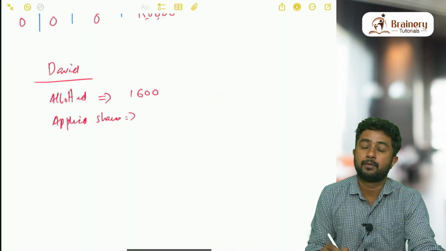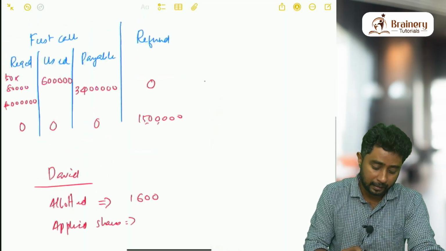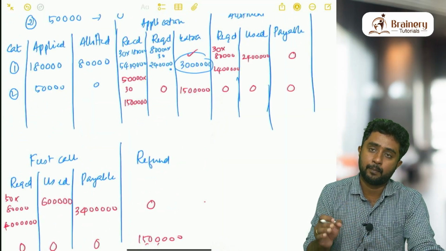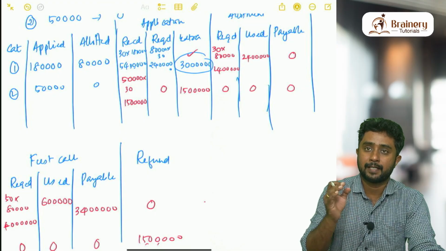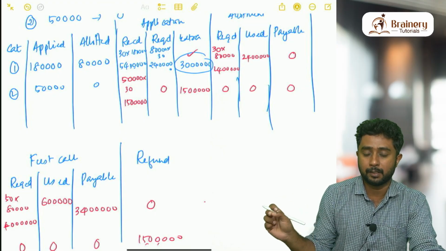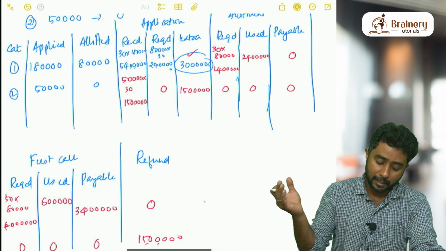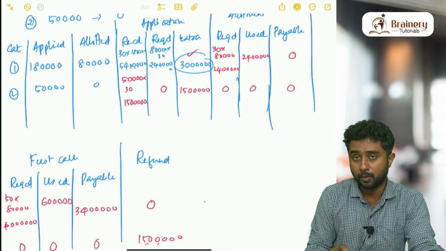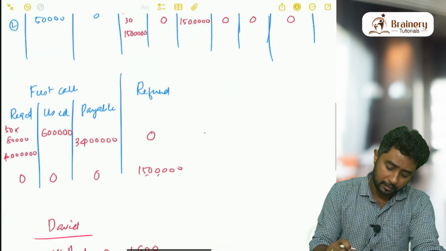Why? What is the reason to find it out? Because David belongs to category 1. Category 1 means they have paid something extra, so obviously extra money he has also paid. And out of that extra money, some money has been used for allotment, some money has been used for first call. So to find out those amounts only we are calculating the applied shares.